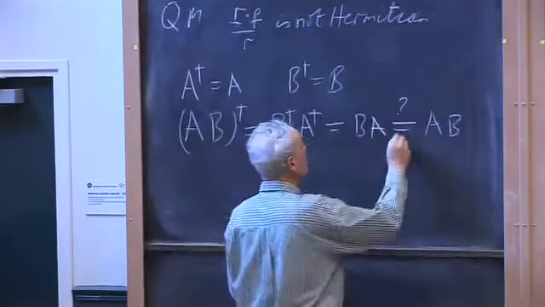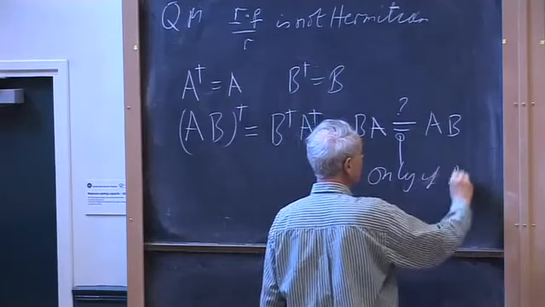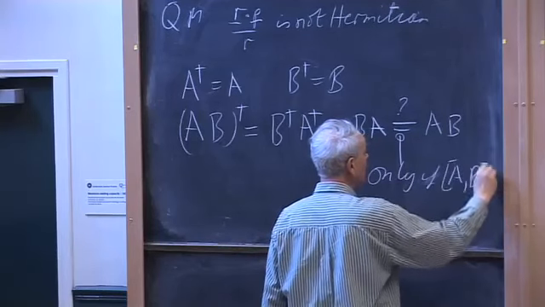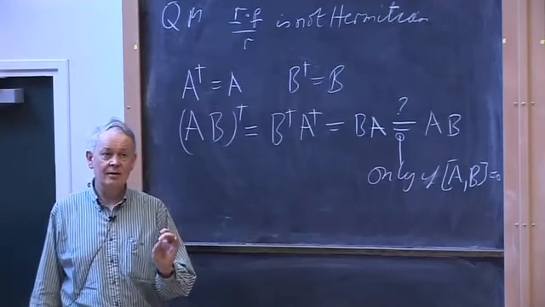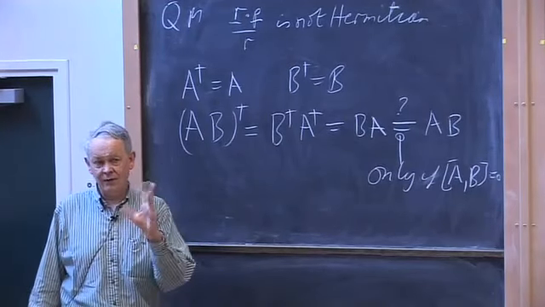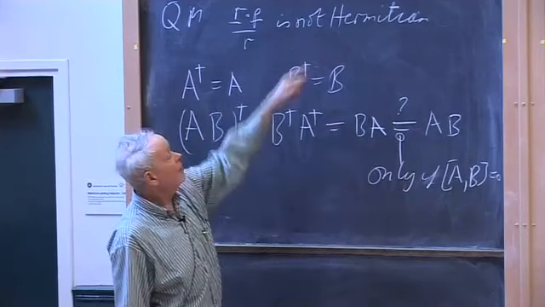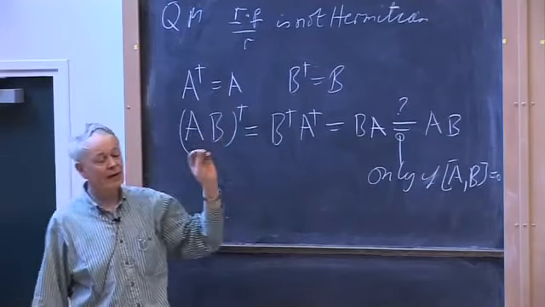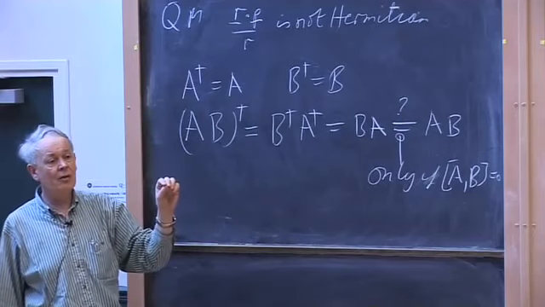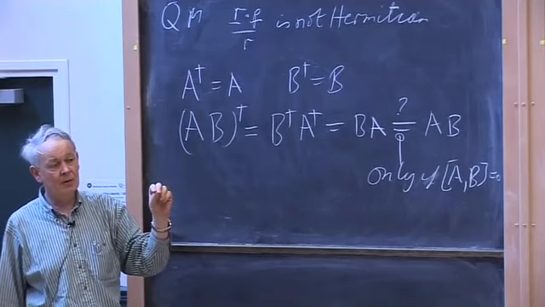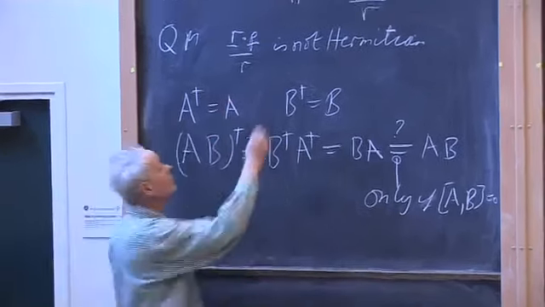So this is only if the commutator of A and B equals naught. In words, the product of two Hermitian operators is itself Hermitian only if those two operators commute, if and only if those two operators commute. So this R dot P, which is shorthand, of course, for x px plus y py plus z pz, would be Hermitian only if x and px commuted, y and py commuted. Well, they don't. Therefore, this is not Hermitian. Therefore, this is not an observable.